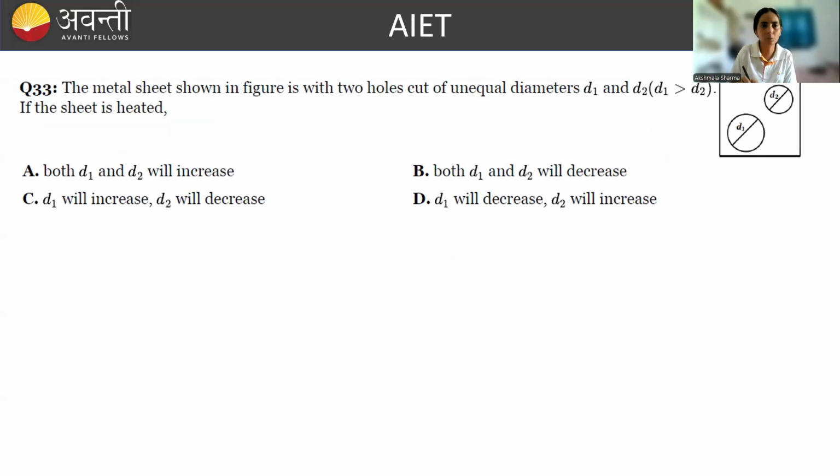Now, the metal sheet shown in the figure has two holes cut off of unequal diameters D1 and D2. If the sheet is heated, then what will happen? This is the question over here.